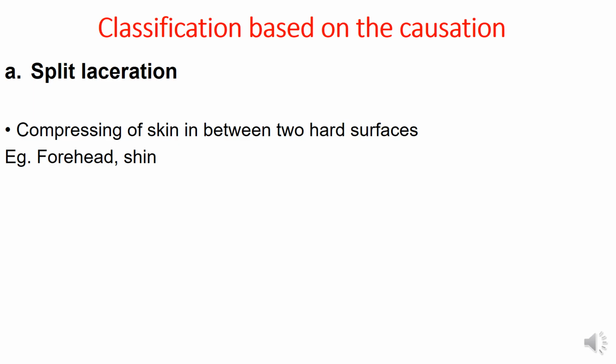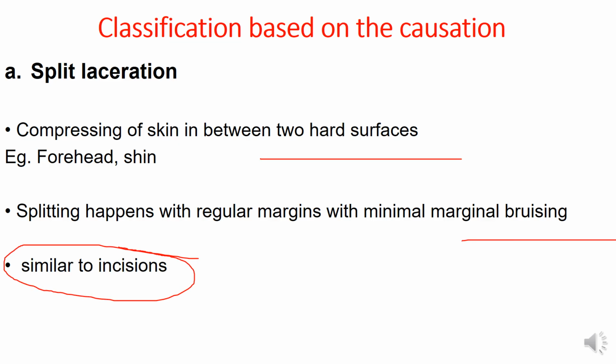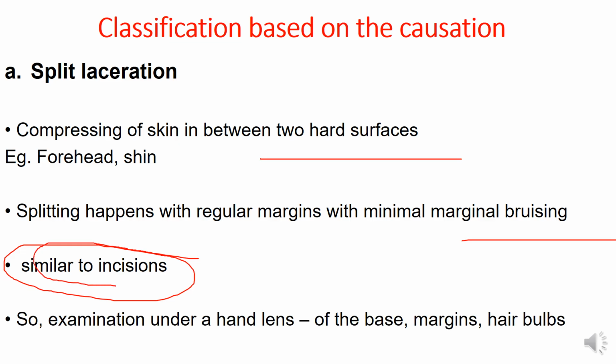Classification of lacerations is actually based on the causation. A split laceration comprises skin between two hard surfaces, for example forehead and shin, which we have described. With that, splitting happens with regular margins and minimal marginal bruising. As I have explained earlier, it is similar to a cut or an incision. So examine under hand lens the base, margins and hair bulbs. Usually in laceration you get hair bulbs crushed, but in cuts you get cut hairs and cut hair bulbs.